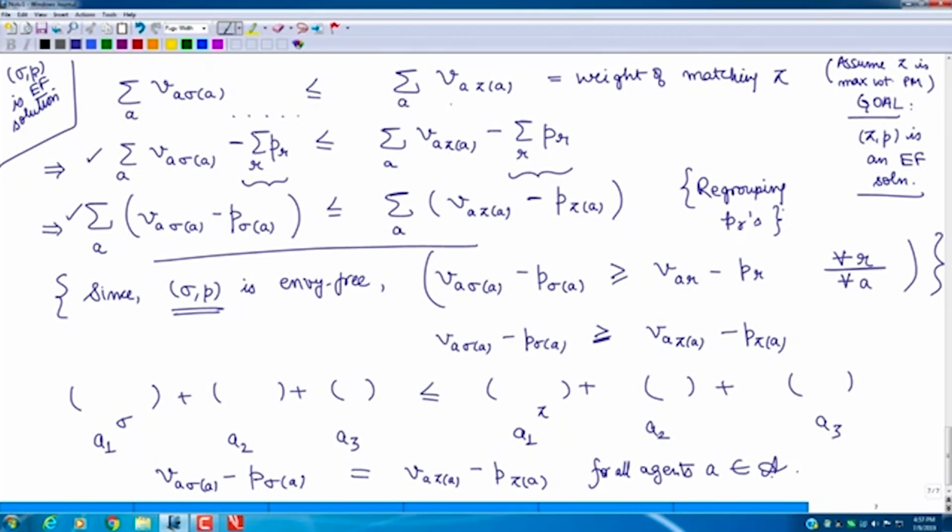Right? This last step is clear, right? So I've done nothing, but I just observed that since sigma p is envy-free, this particular tuple is envy-free, I know that I have this particular inequality, and therefore this inequality must prevail here as well. And in particular, this is not an inequality but an equality.